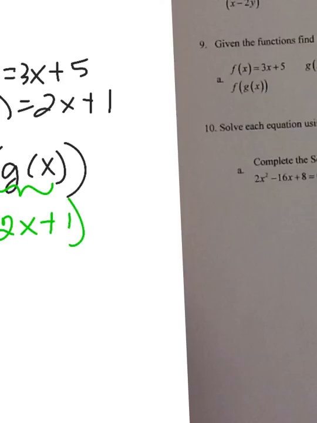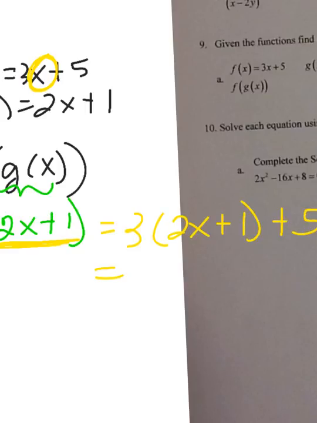So now this means to go to my f function, wherever I see an x, I'm going to plug in my input, which is 2x plus 1. So this is 3 times 2x plus 1 plus 5. So I get, distribute the 3, 6x plus 3 plus 5. So that is 6x plus 8.